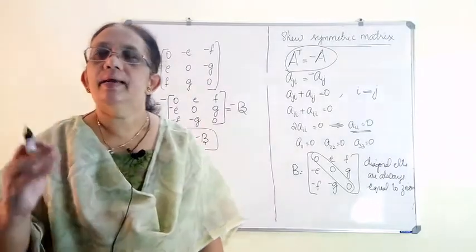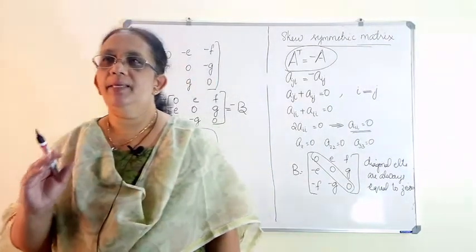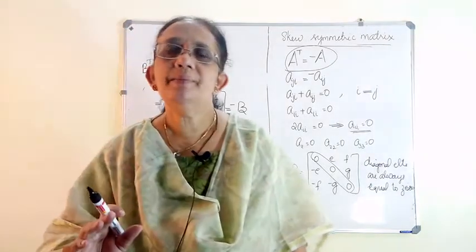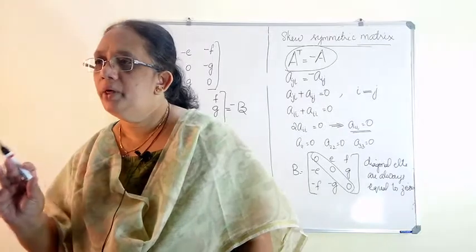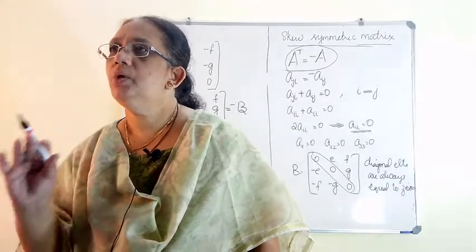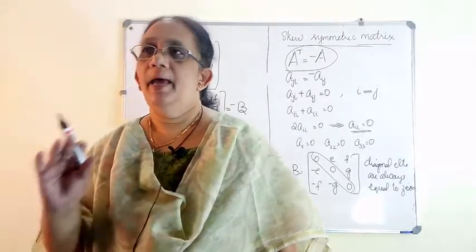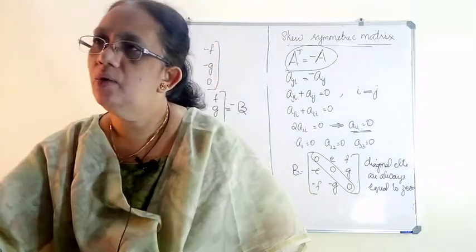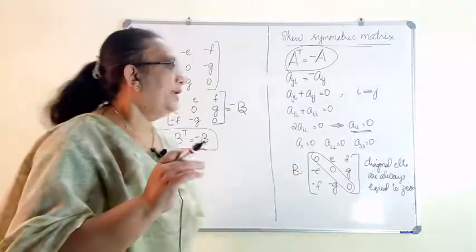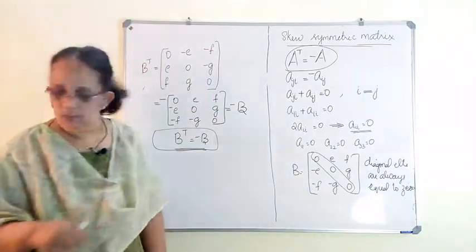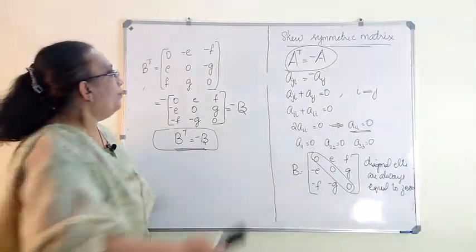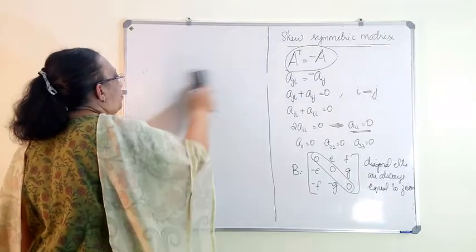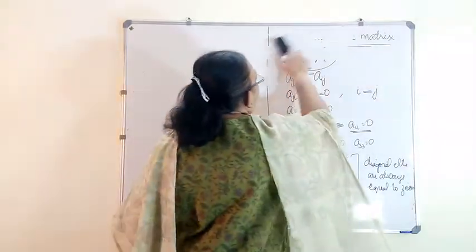Once again, recollect: a symmetric matrix means the transpose is equal to the same matrix. And for a skew symmetric matrix, what is the peculiarity? A transpose is equal to the negative of the matrix. And one more thing, for a skew symmetric matrix, the diagonal elements are always equal to 0. Now we have to consider some properties related to skew symmetric matrices.